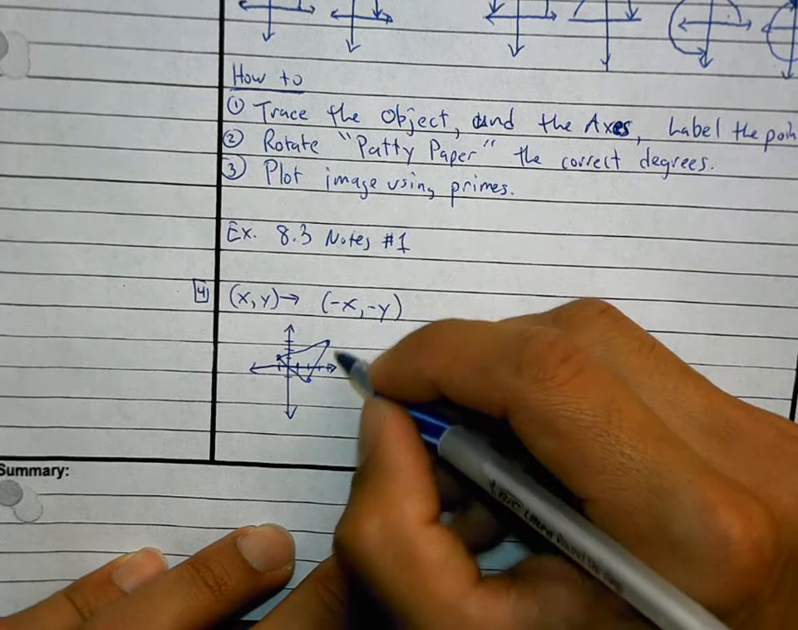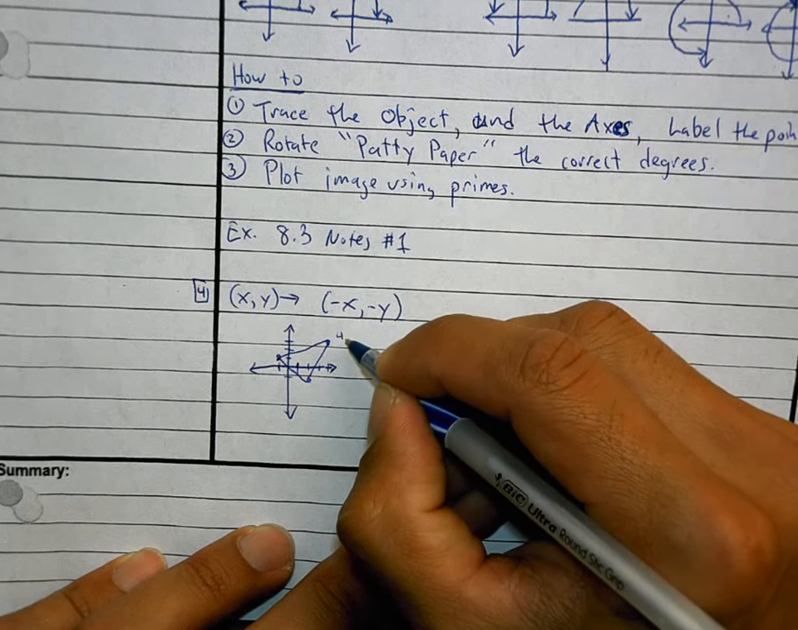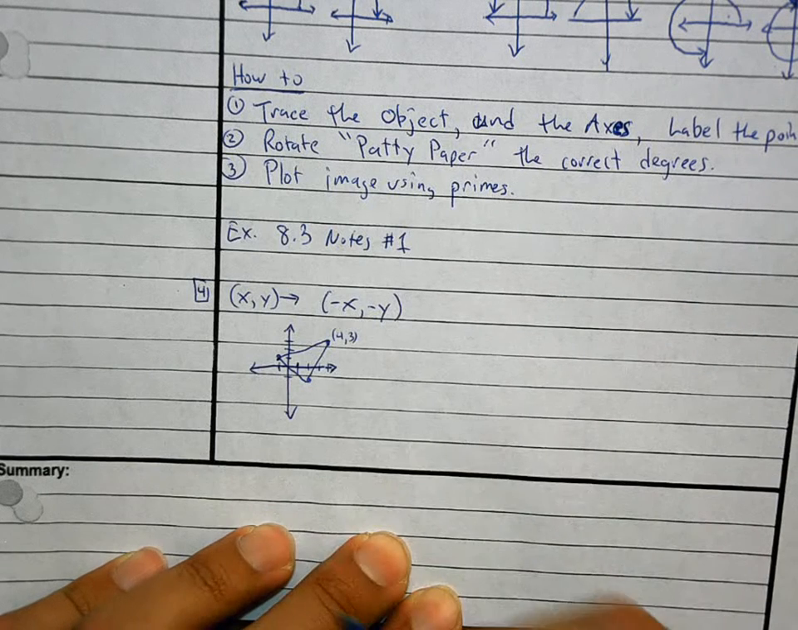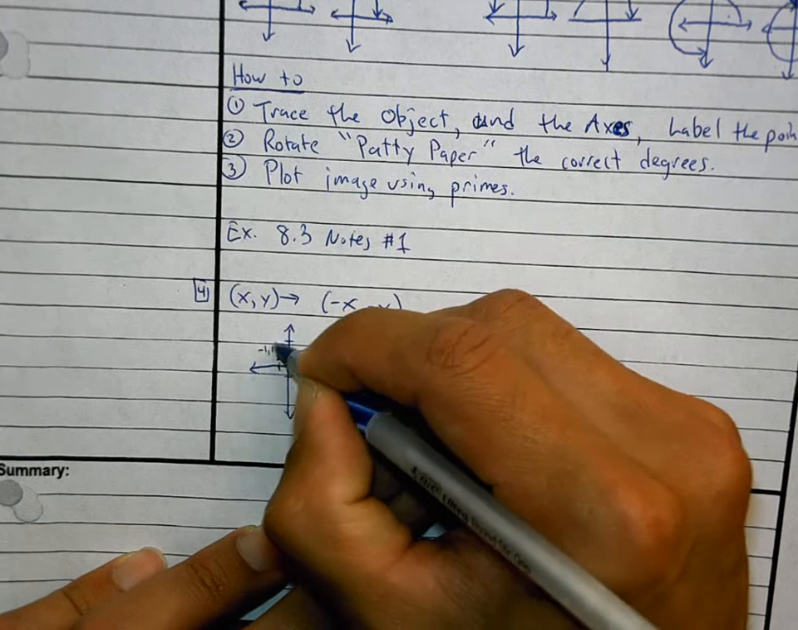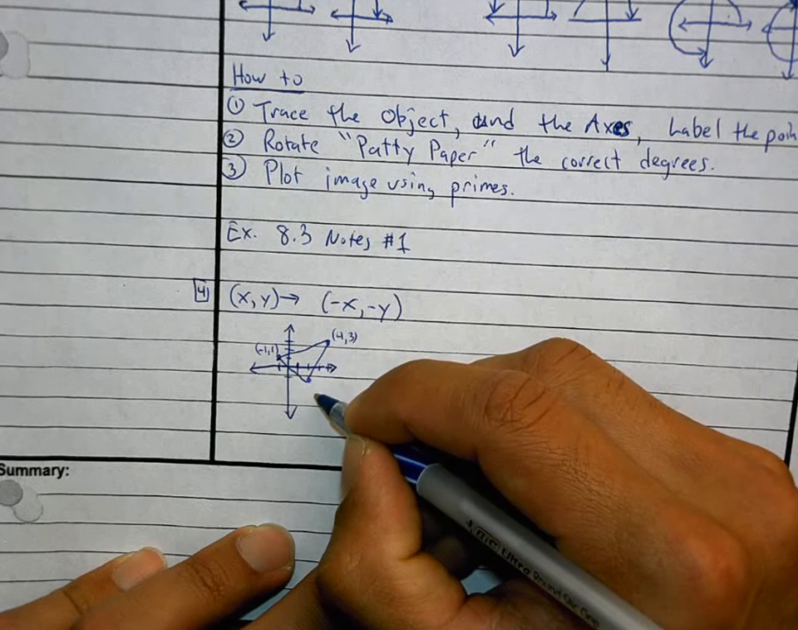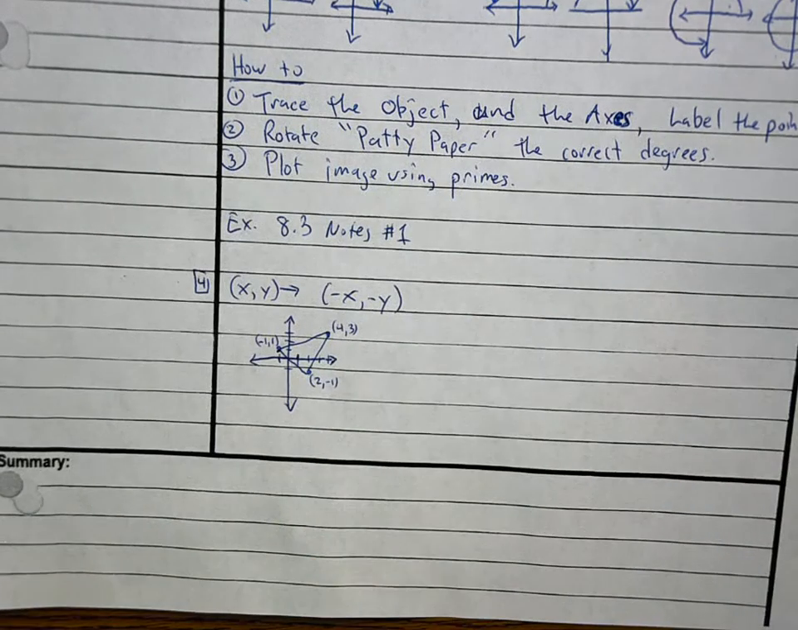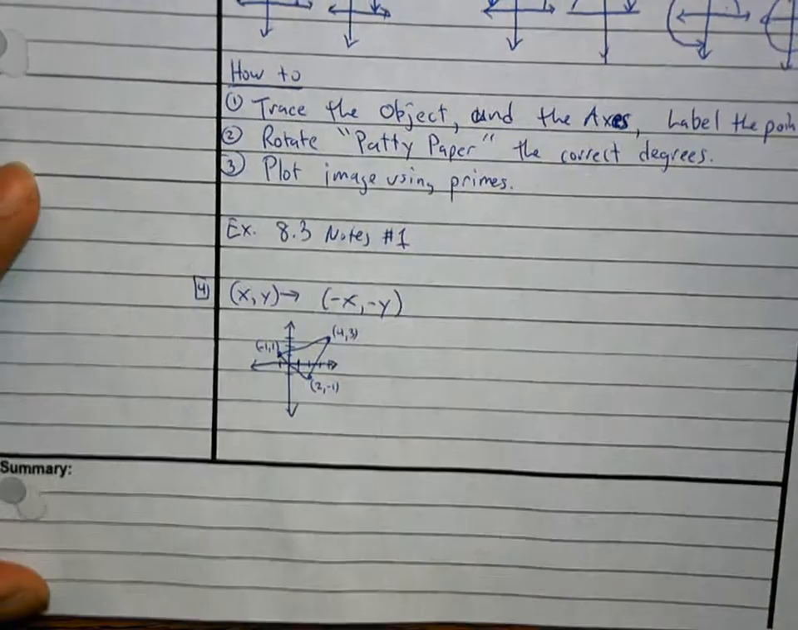Okay, I'm going to even label these things. 4, comma 3. This is at negative 1, comma 1. This is at 2, negative 1. I'm just going to label those points so you can see them. And that's kind of hard, so let me zoom in a little bit more.